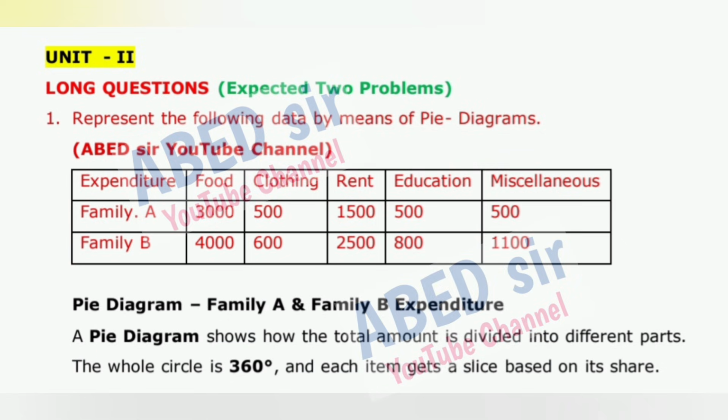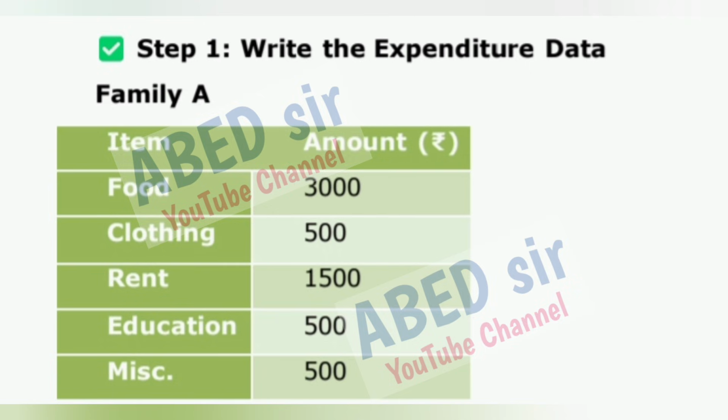A pie diagram shows how the total amount is divided into different parts. The whole circle is 360 degrees, and each item gets a slice based on its share. Step 1. Write the expenditure data.